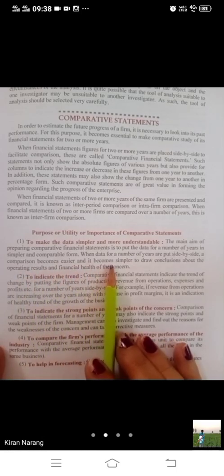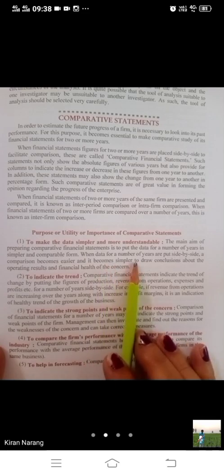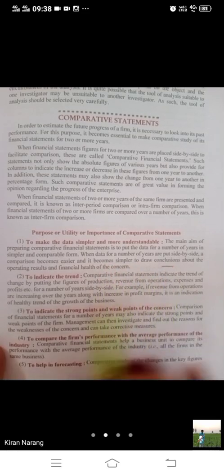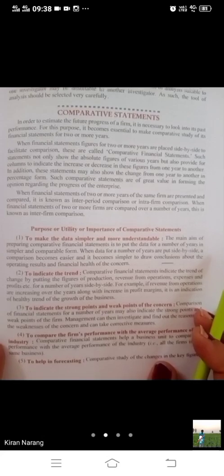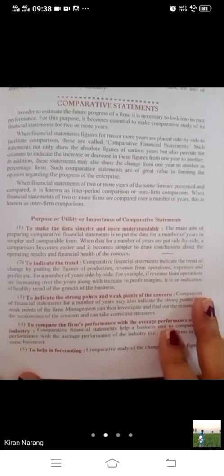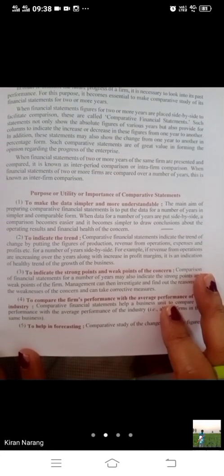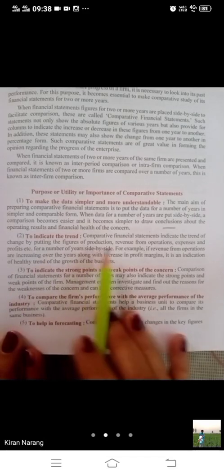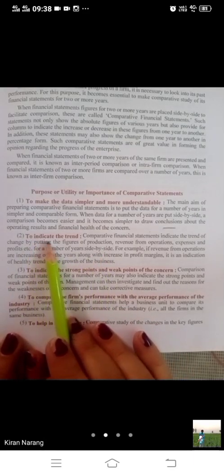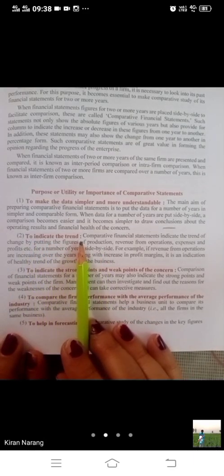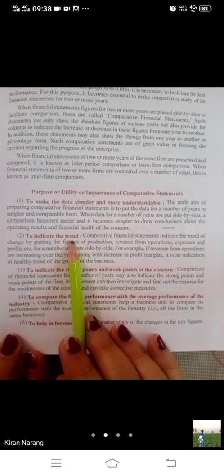And it becomes simpler to draw conclusions. We can easily find the conclusion of how much our share capital has increased, how much reserve and surplus has increased. It will be very easy to tell. Then, to indicate the trend, they also tell us about the trend.